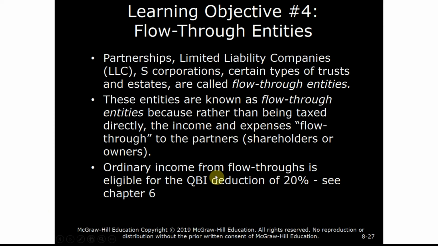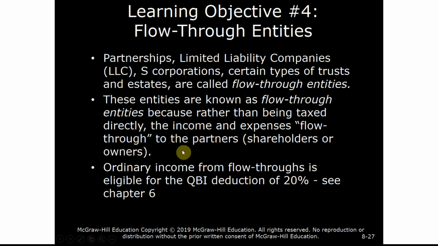And by the way, this is new for the 2018 tax year: ordinary income from flow-through entities as well as Schedule C income may be eligible for the qualified business income deduction of 20%. We talked about that in Chapter 6 for lower income companies. So the first 20% of income is not taxable.